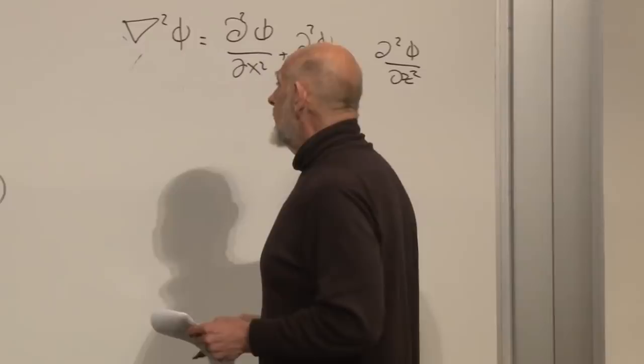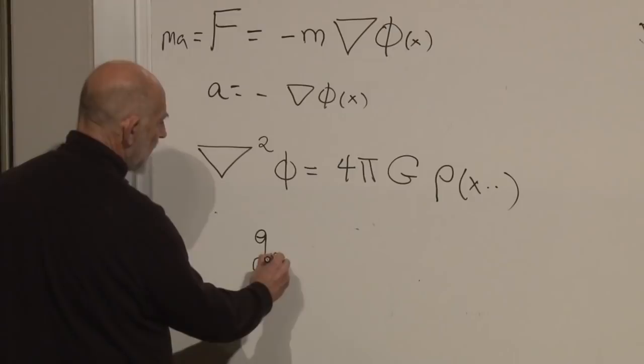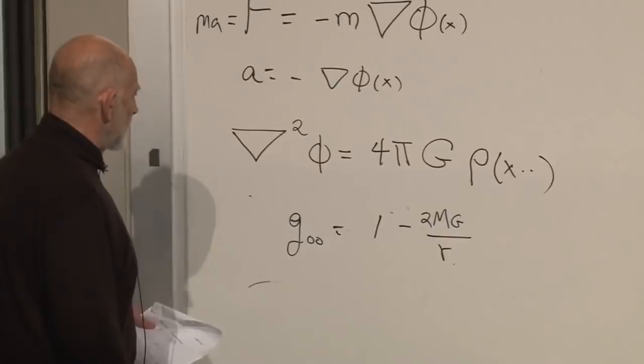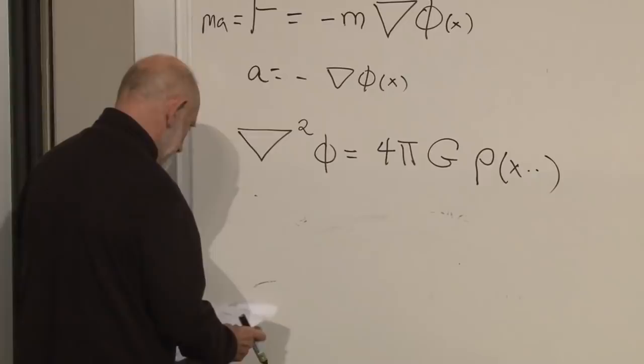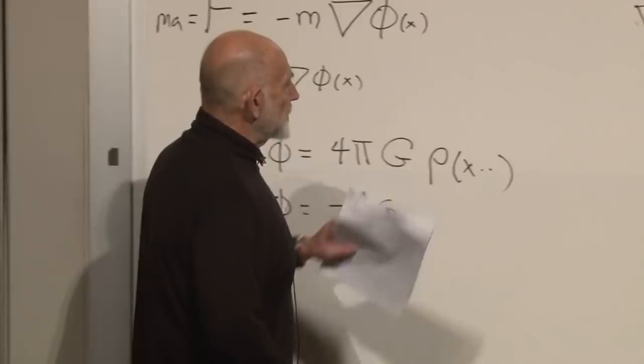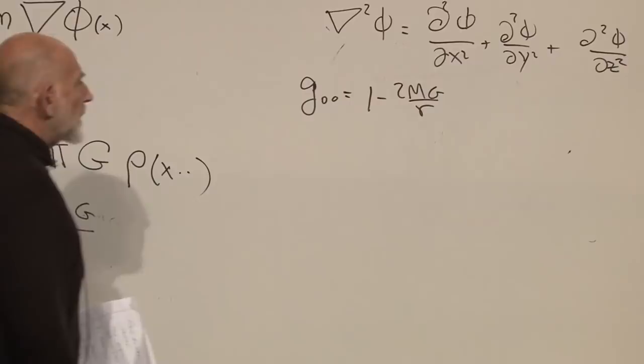We wrote down a metric. I'm not going to write the whole thing. I'm just going to remind you what g naught naught was. The time-time component of the metric was 1 minus 2mg over r. Oh, I erased what the solution was, didn't I? Let me put back the solution for a minute. Phi equals minus mg over r. Okay. Now let's write Schwarzschild over here. The only part of it that I'm interested in right now is just to remind you, g naught naught is 1 minus 2mg over r. I've set the speed of light everywhere equal to 1 as usual. c is equal to 1.